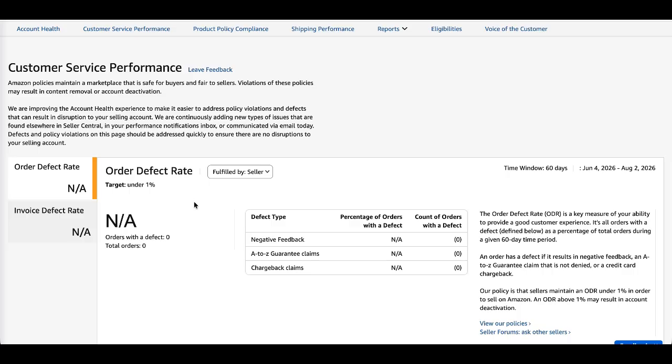You are going to lose money and you are also going to lose your account health. So I'll tell you how we can deal with the A to Z claims.